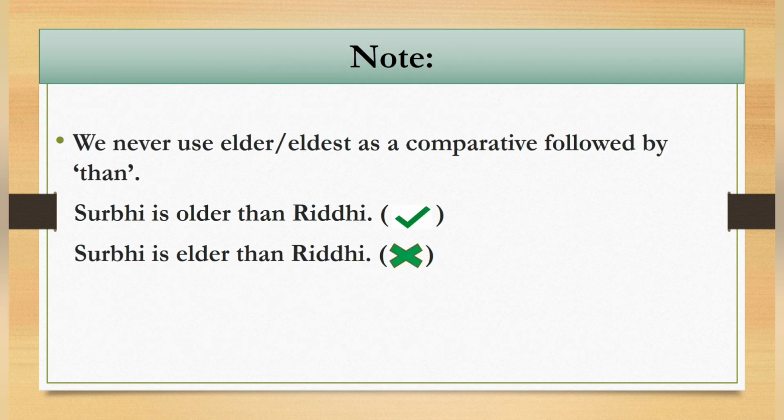Students, remember, we never use elder or eldest as a comparative followed by than. For example, if I say Surbhi is older than Riddhi, that is correct. But if I say Surbhi is elder than Riddhi, that is wrong. It could be Surbhi is elder to Riddhi. We only use elder and eldest to talk about people, never to talk about things.